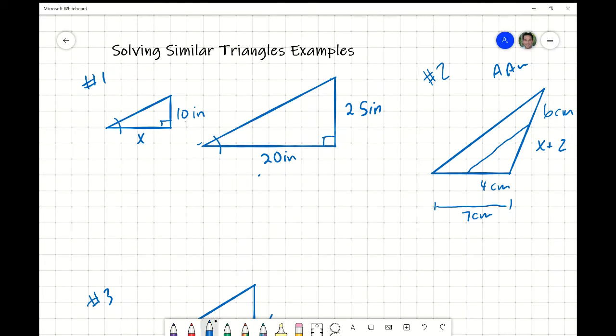Let's go through 3 examples of solving for missing sides in similar triangles. All right, first example, we've got 2 right triangles here. It looks like we've got a small right triangle and a big right triangle. Looks like we're missing this side here from the small right triangle.